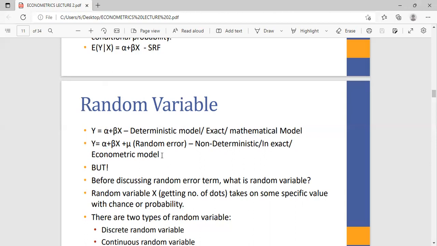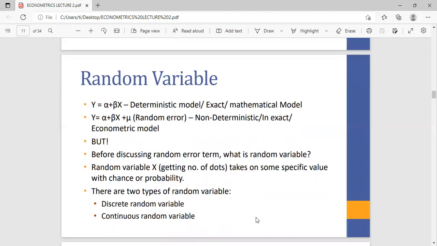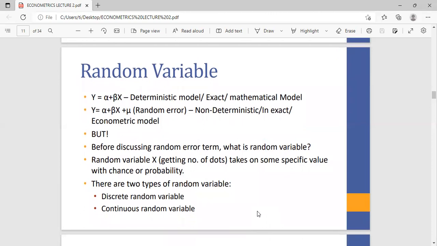Now what is this random error? Before discussing what is this random error term or stochastic error term, we want to know what is random. What is a random variable? So before discussing the random error term, one should know what a random variable is. So random variable X, I am now defining what a random variable is. Let's say X is getting a number of dots.